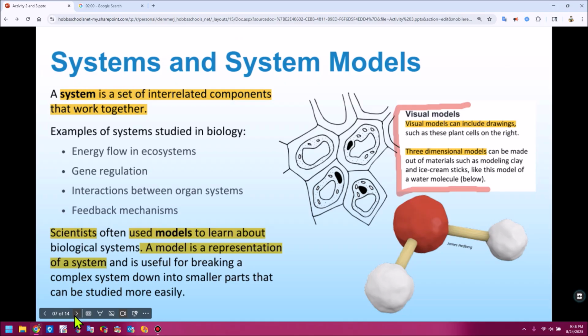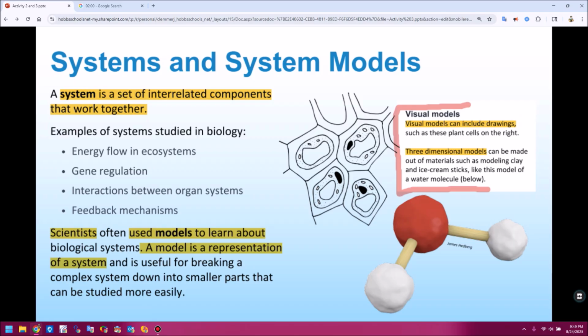Some of the systems that are studied in biology include energy flow in ecosystems, gene regulation, interactions between organ systems, and feedback mechanisms. You can have different types of models. You can have visual models that include drawings, such as these plant cells on the right. You can have three-dimensional models. They can be made out of modeling clay or ice cream sticks, like the one down below.